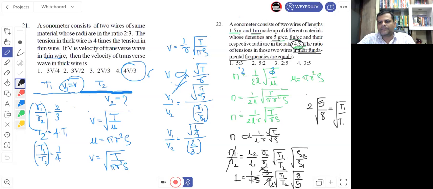√T1/T2, correct है? But if you just square on both sides, then we can get that 4 into 5/8, correct, which is going to be actually equal to T1/T2, okay, and then we can just cancel this 4 and 8, so that we can get this T1/T2 to be simply equal to 5/2, which is going to be the correct answer, which is there in the option number 2 here. Check.